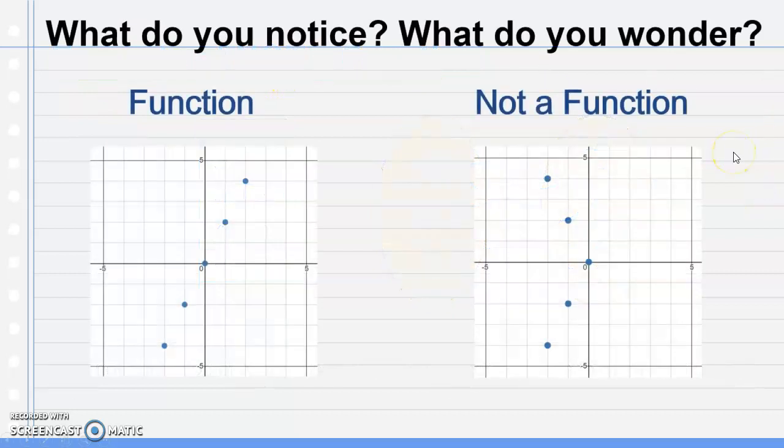Let's look at the graphs of these two examples that I just did. So this first graph is an example of a function, or the one that I had just earlier. Notice it looks a lot like kind of a diagonal line if I was to connect those. And then the one on the right, we have what looks like somewhat of a sideways V. The first one is a function, and the second one is not a function. What do you notice and what do you wonder?